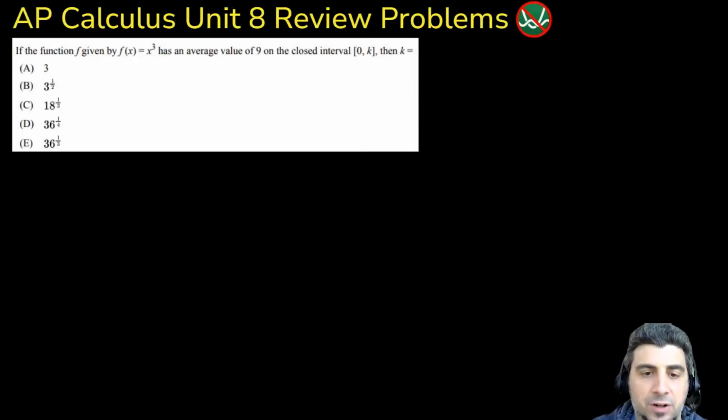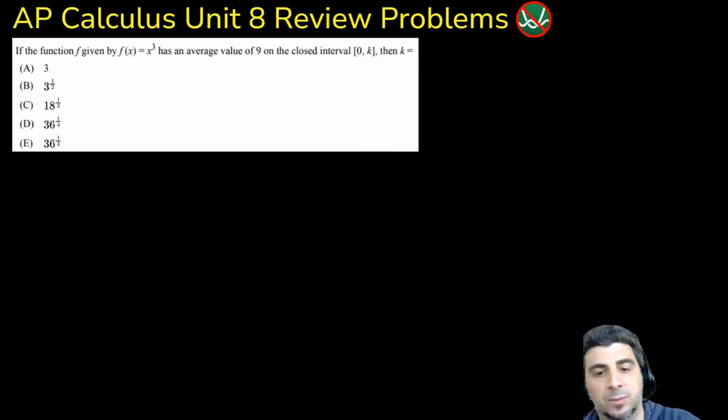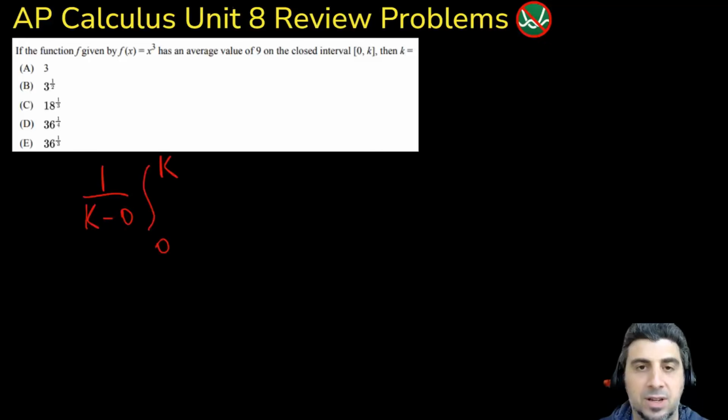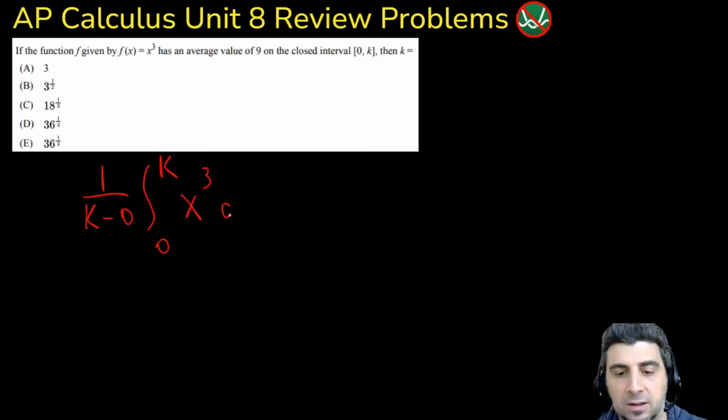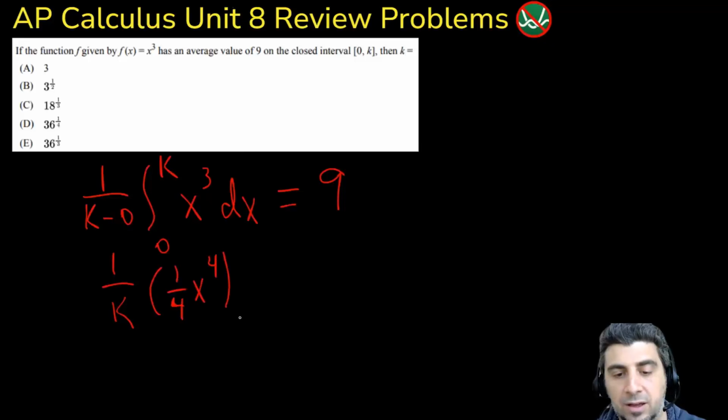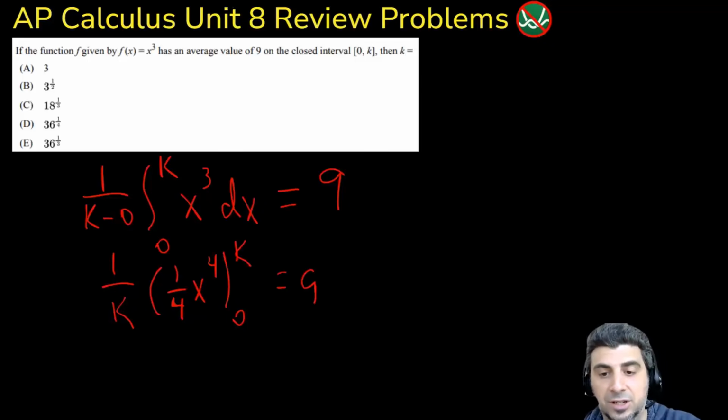First one, no calculator. If a function given by f equals x cubed has an average value of 9 on the closed interval 0 to k, then k equals, well, average value is 1 over b minus a times the integral from a to b, so 0 to k, of f of x. And they told you that should be equal to 9. So this is going to be 1 over k times 1/4 x to the 4th evaluated from 0 to k equal 9. Now I'm going to multiply the k to the other side. So this is going to be 9k.